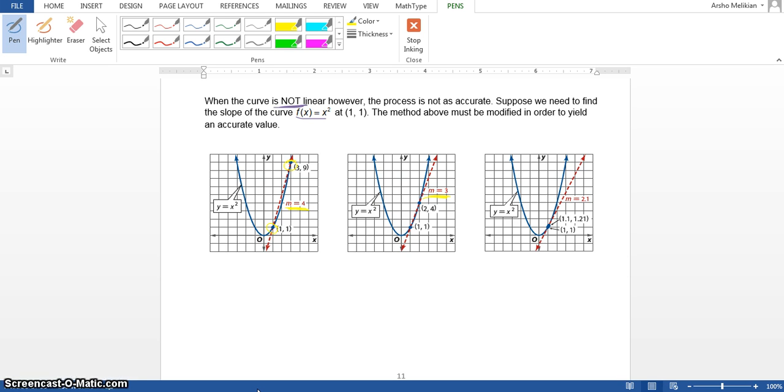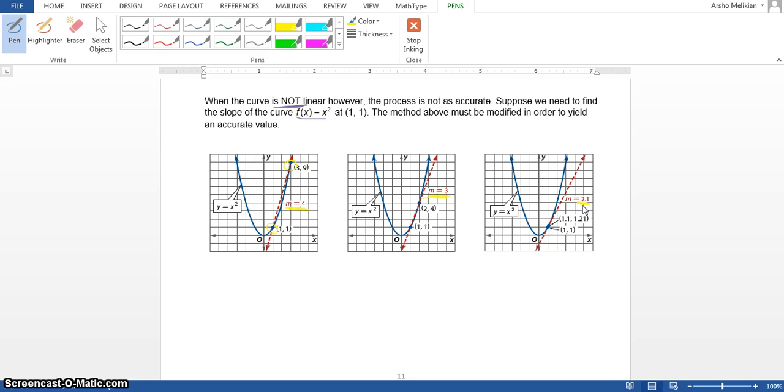So that's a different value. What I do is I bring the point even closer to my first point. So now I have 1, 1, and then I have 1.1 and 1.21, right? And I find the slope there, and look at how dramatically the change looks, right? So we went from a slope of 4 to a slope of 2.